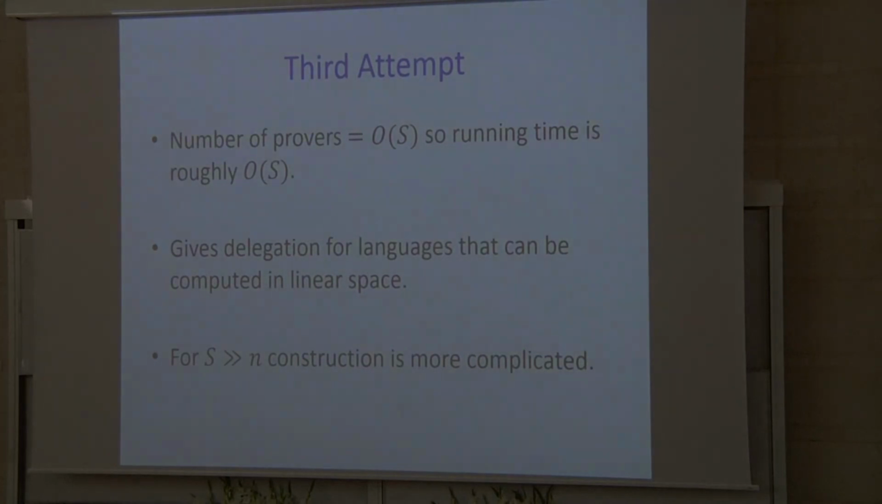Okay, so this third attempt actually works. The number of provers is essentially 2 times s for the two layers. It's more than that because through each point we need to take a random line. So the running time becomes roughly order s. Okay, it's actually a little bit more. And this gives delegation for any language that you can compute in polynomial time and linear space.